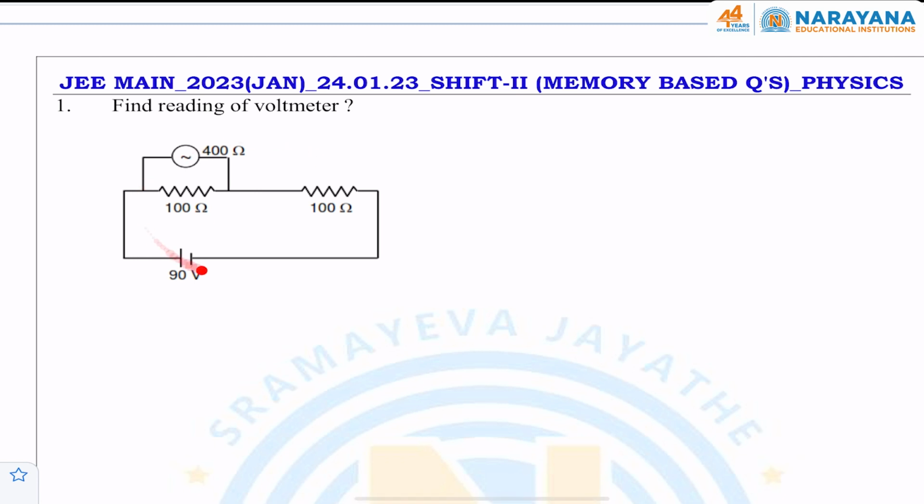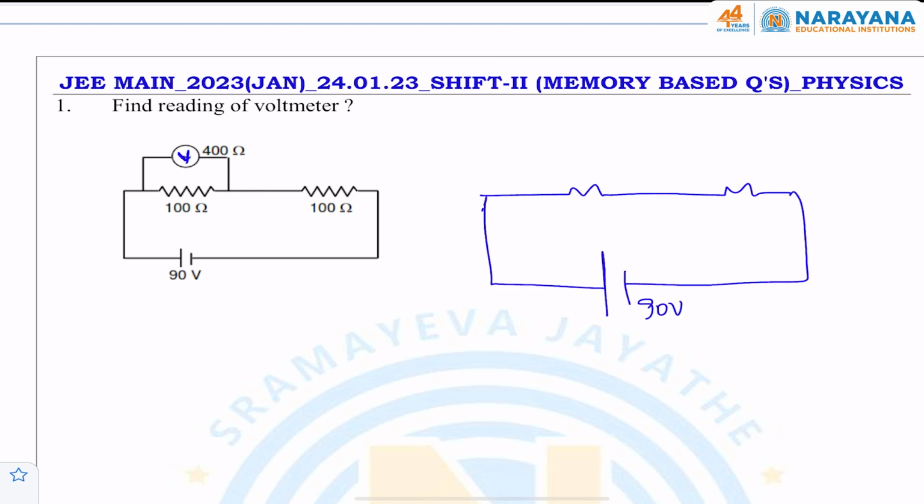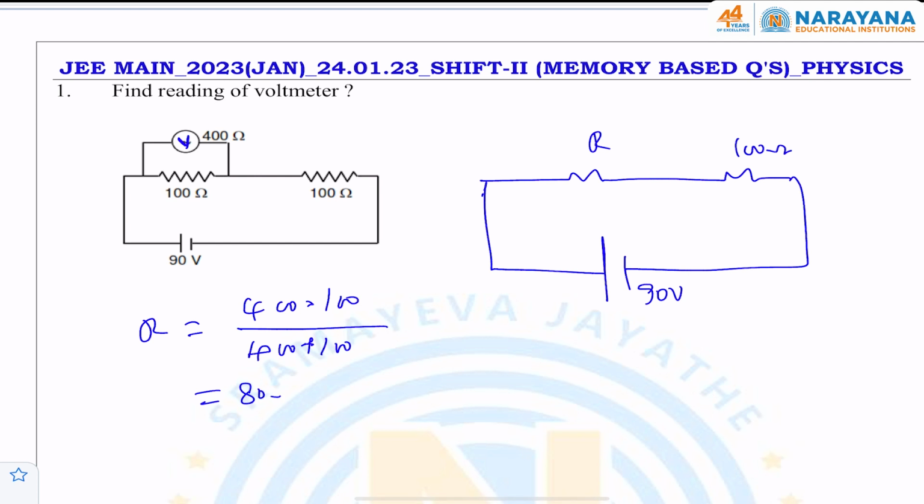An electric circuit is given here, and it is asking to find the reading of the voltmeter. Here it is a voltmeter of resistance 400 ohms. So first of all, let us find the effective resistance of this branch. Here 400 ohm is in parallel with 100 ohm, so the effective resistance can be replaced here as R. There is a 90 volt cell and a 100 ohm resistor. R can be written as 400 into 100 by 400 plus 100, which comes out to be 80 ohms.